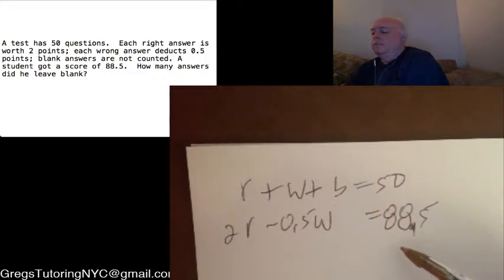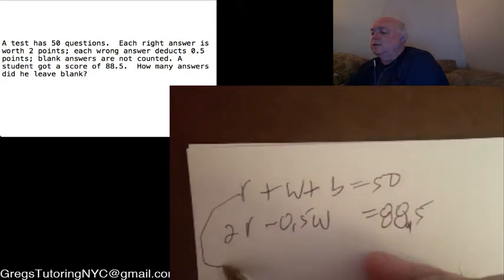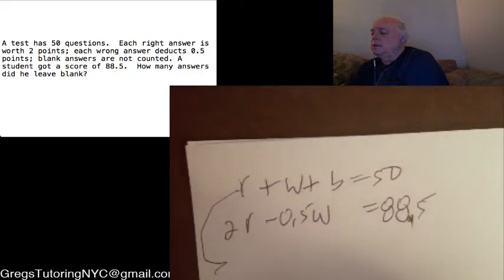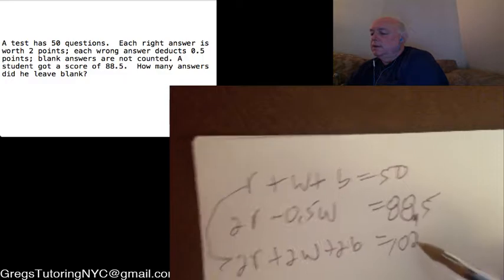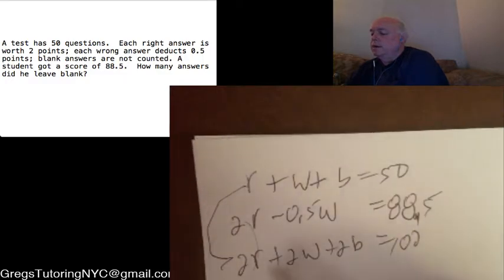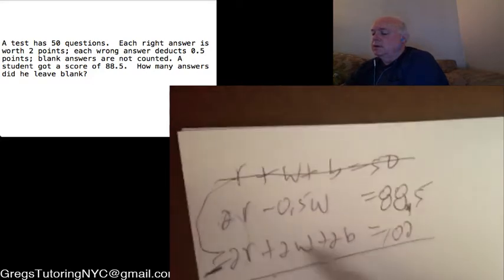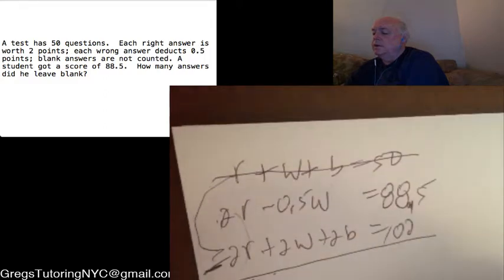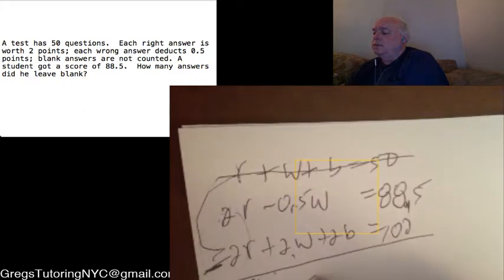So, as in the past, we need to get rid of one of the symbols. So what I'm going to do is rearrange this number sentence to multiply the whole thing by 2. You get 2R plus 2W plus 2B equals 100. And my goal is to get rid of the R. Okay? So if I subtract the 2 of these, because I basically rewrote this one to be that, I get 0R, so this cancels out. I get 2W and this 0.5W, so I get 1.5W, right?